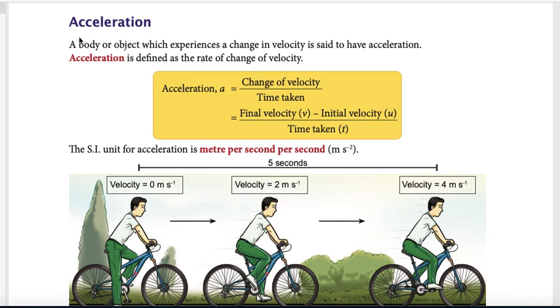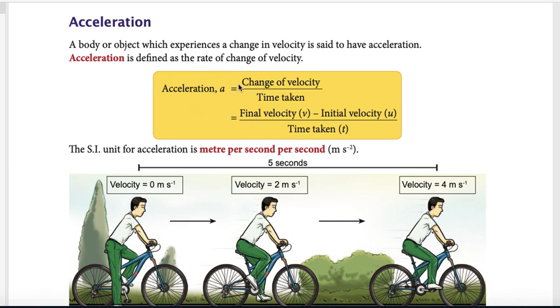Refer to your textbook page 230. Acceleration, pecutan. A body or object which experiences a change in velocity is said to have acceleration. Acceleration is defined as the rate of change of velocity.